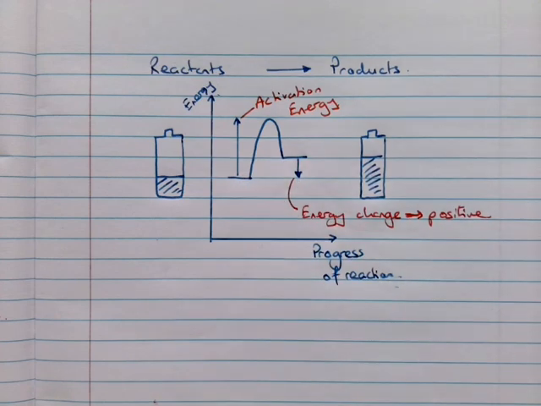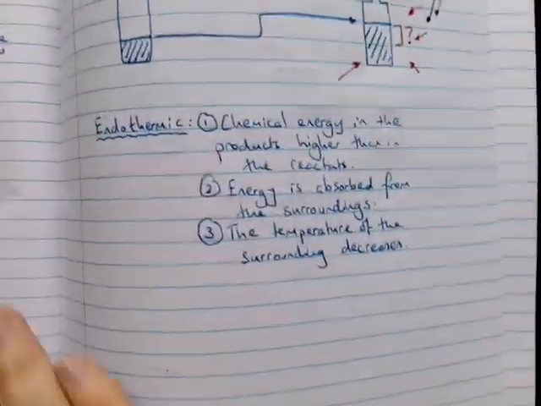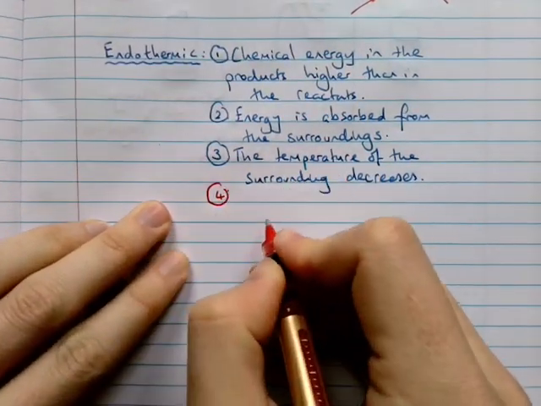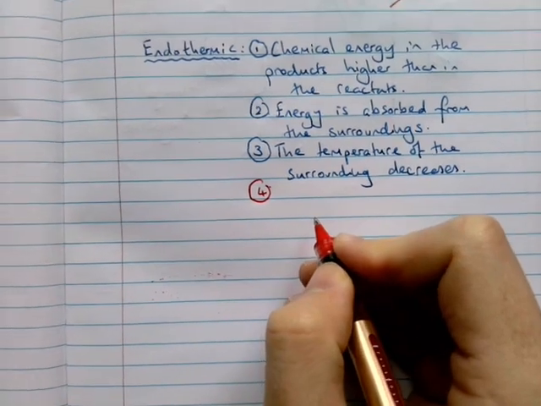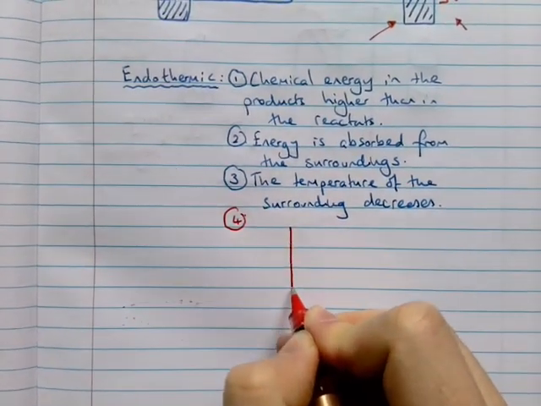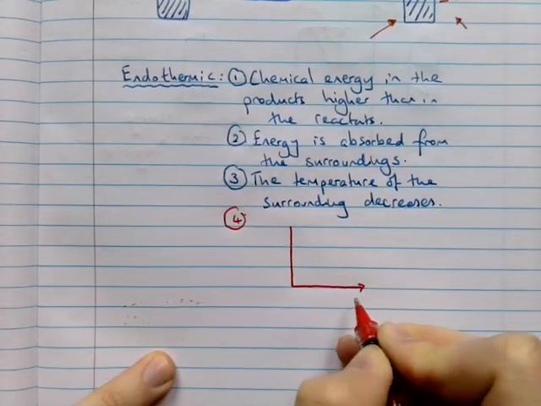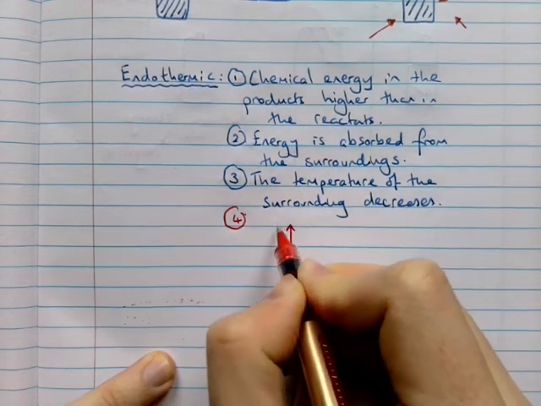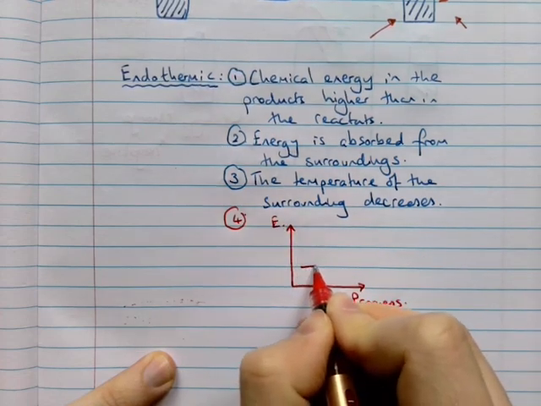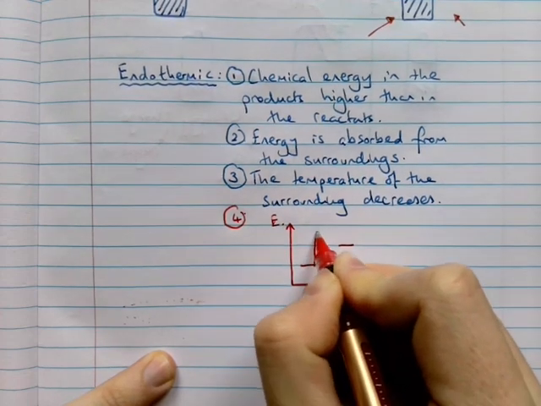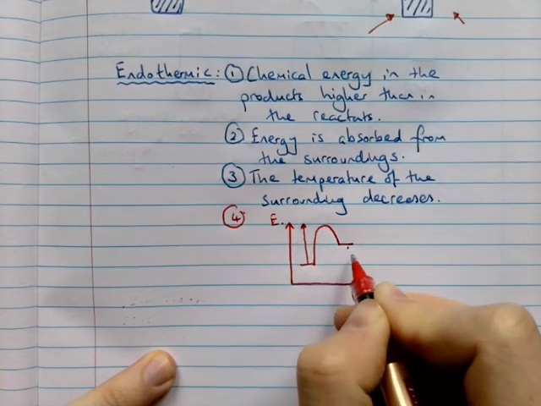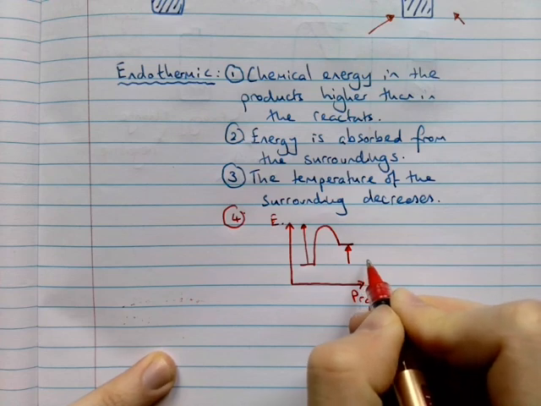Now we can add this to our endothermic summary. So we have number 4, our endothermic graph looks like this. This is progress, and this is energy. And it looks like this, with our activation energy and our positive energy change.